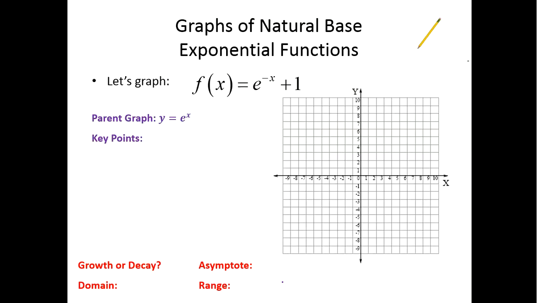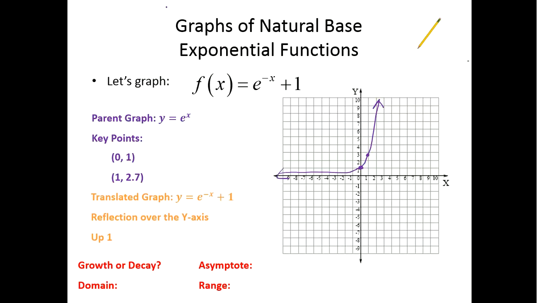So first of all, we got our parent graph. Key points again, (0, 1) and (1, 2.7). So my graph, guys, is going to do something like this. Remember, your parent function is always going to look something like that. Now, I got to do some flipping and some turning. Here's where that negative x is going to come in.